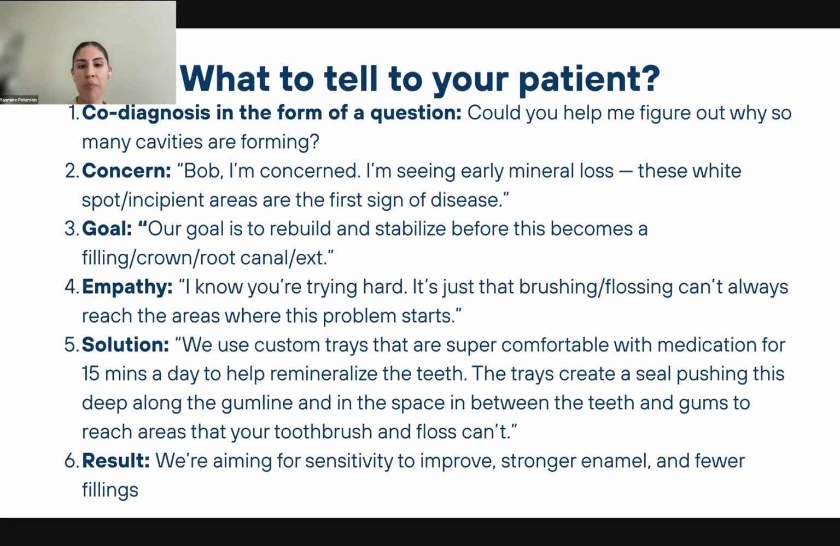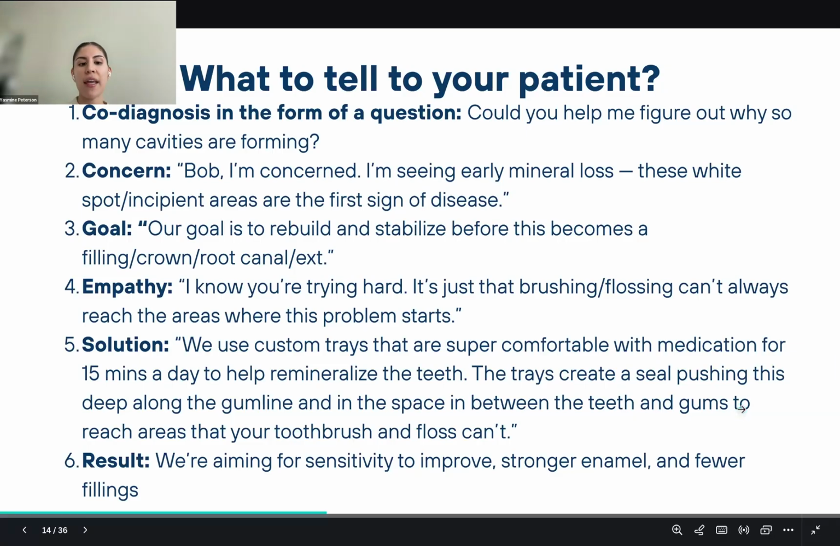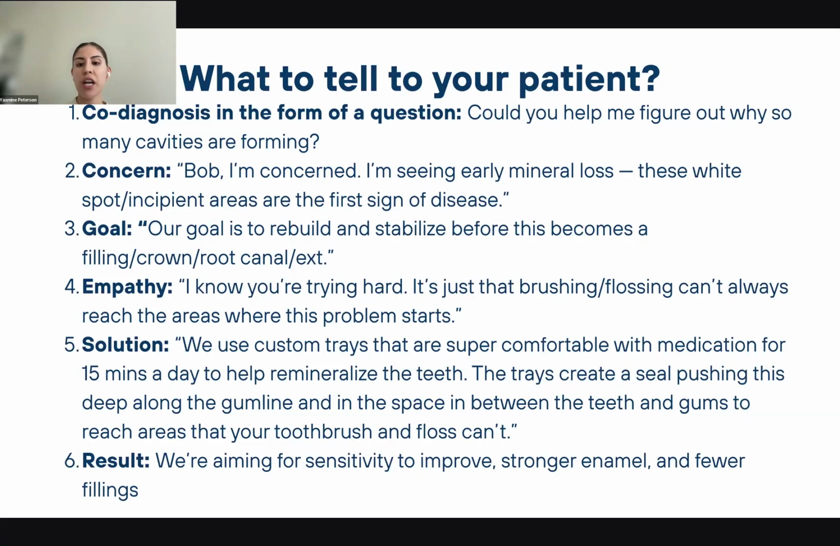You want to express empathy towards your patient. Let them know that I know you're trying hard. It's just that brushing and flossing can't always reach these areas where the problem starts. And providing a solution, we use custom trays that are super comfortable with specific medications for 15 minutes a day to help remineralize the teeth.